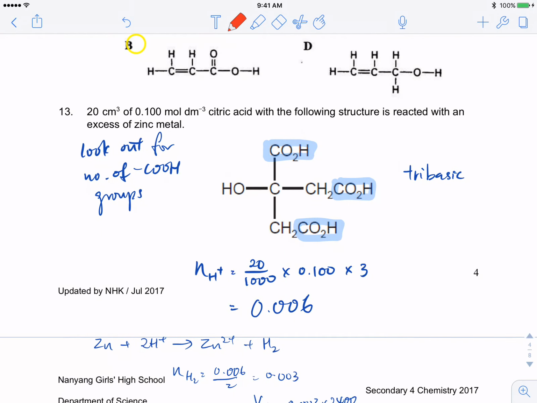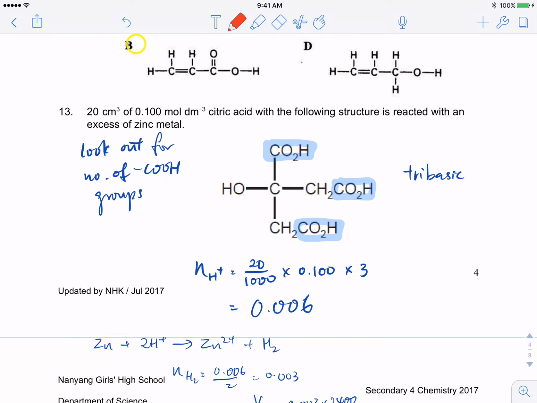Question 13. 20 cm³ of 0.1 mol per dm³ citric acid with the following structure is reacted with an excess of zinc metal. Okay, so to do this, we need to look out for the number of COOH groups. Okay, that will tell us the number of moles of H+ that is produced per molecule of acid.